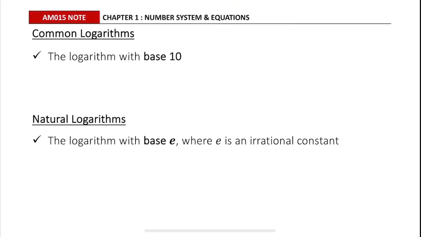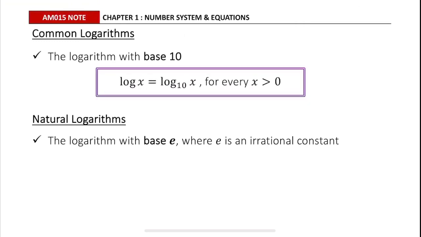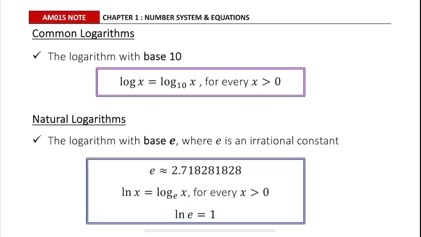The two most common bases used for logarithms are base 10 and base e. The log with base 10 is called common logarithm. However, it is always written without the base 10. Natural logarithm is the logarithm with base e, where e is an irrational constant, also called the exponent. Its value is approximately 2.718281828. Natural logarithm is always written as ln, and ln e is equal to 1.